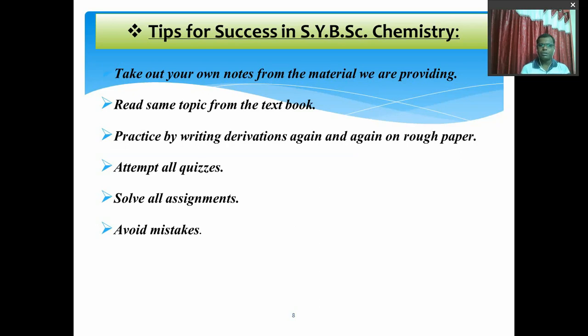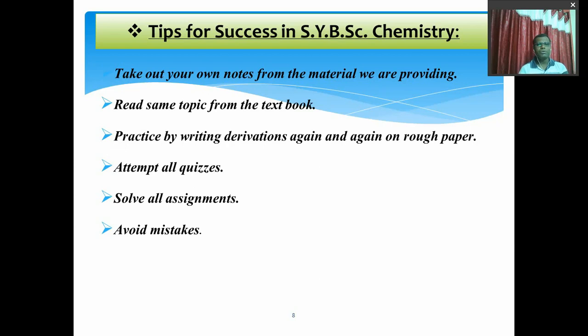Again, we are going to conduct some quizzes at the end of a topic, at the end of the week, or at the end of particular assigned lectures. So I request all the students to attempt all these quizzes and try to know your score in them. So you will come to know where we are losing our score and where we are able to get more marks.